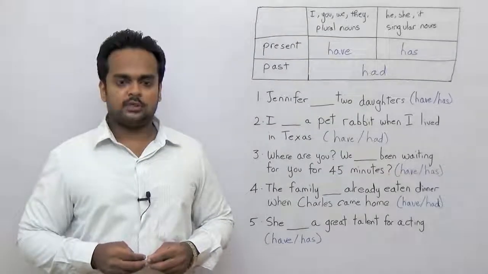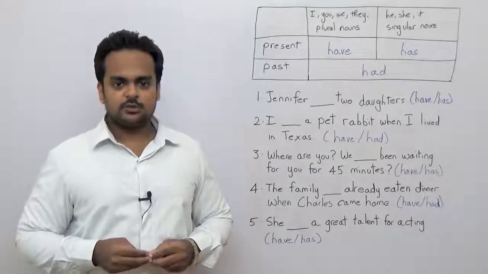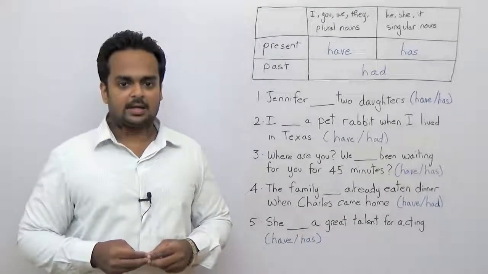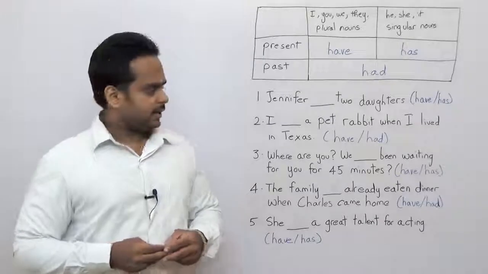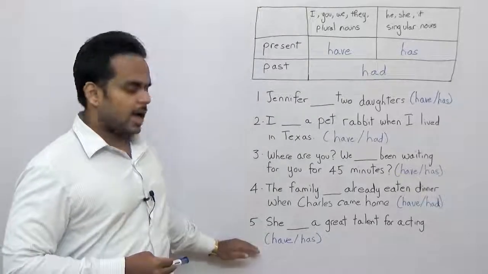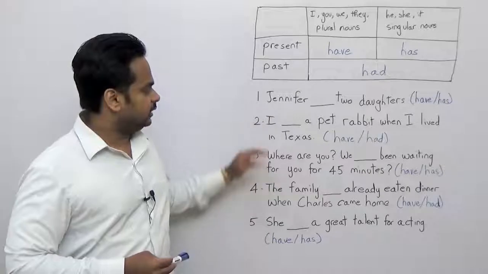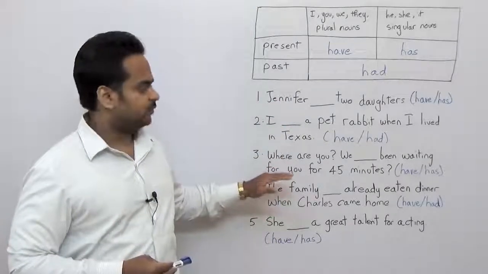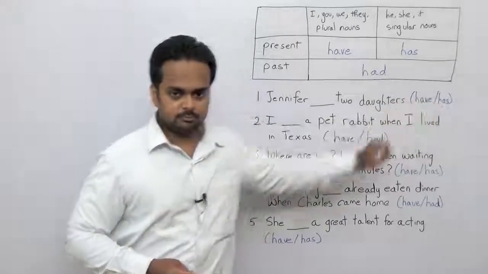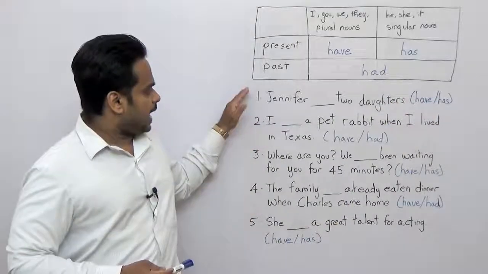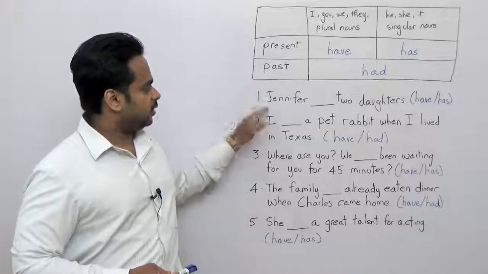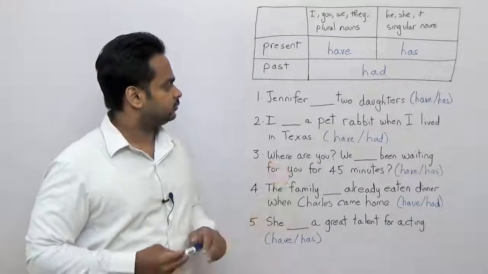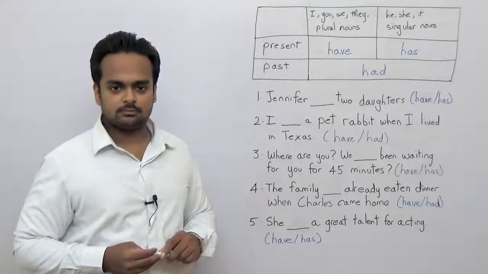Okay, now I'm going to give you a small test to see if you can use have, has, and had correctly. Here, I've got 5 sentences, and your job is to fill the blank in each sentence with the correct form of the verb from the options. Okay? Let's look at the first sentence. Jennifer, blank, 2 daughters. Is it have or has?